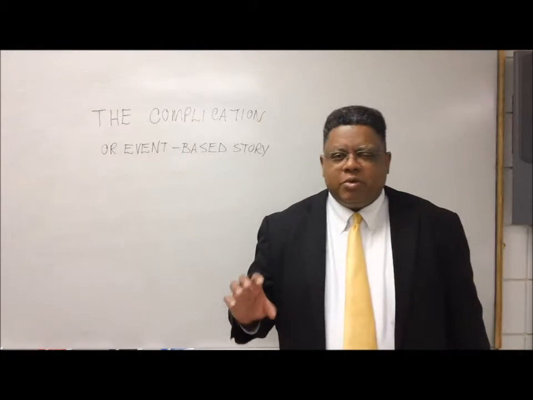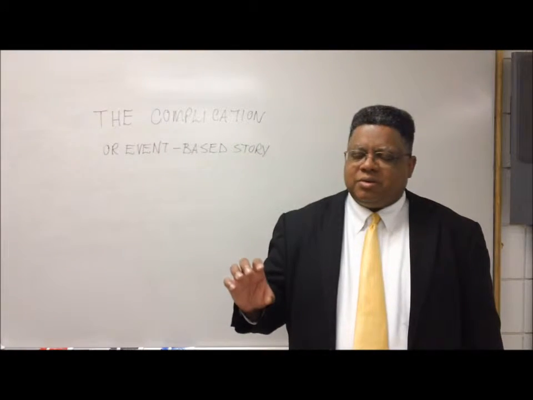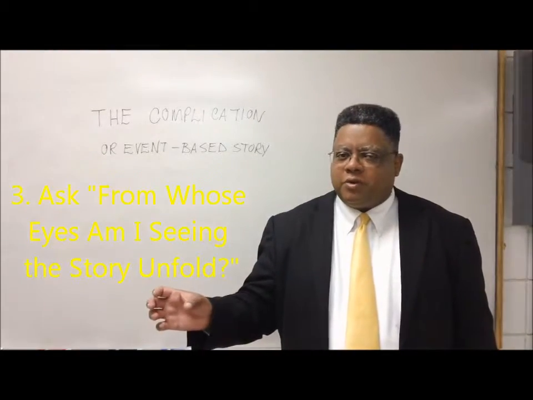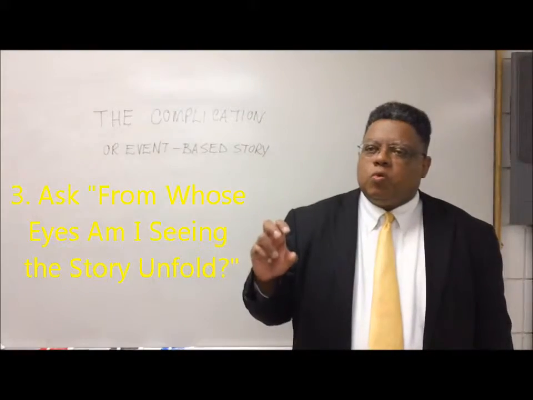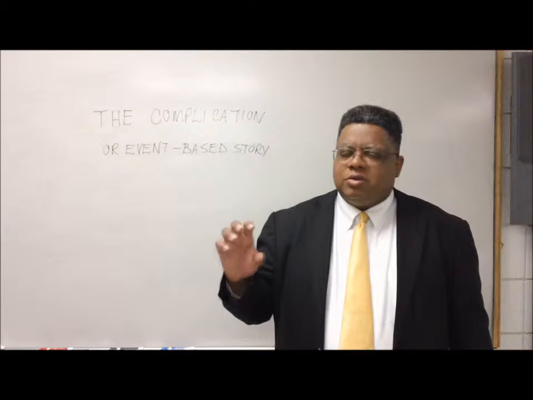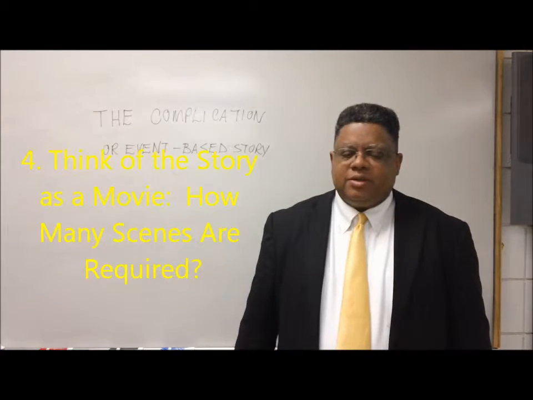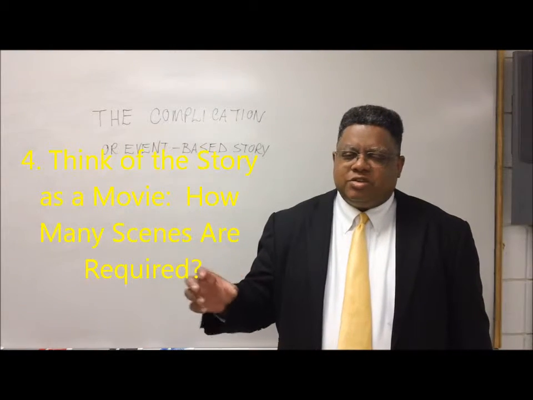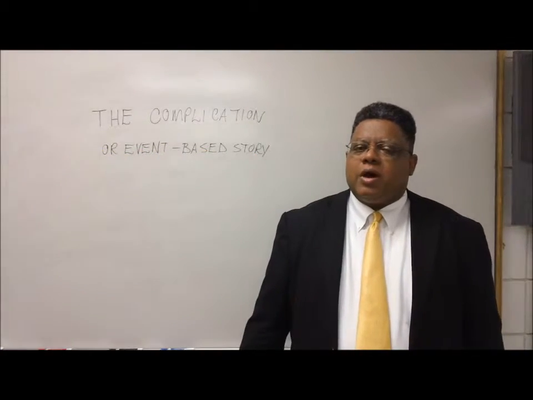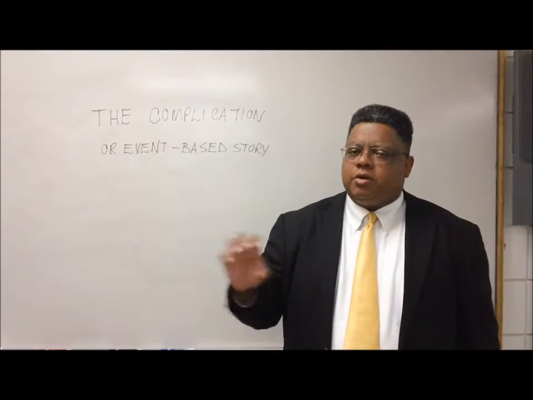If you have trouble noting the events, just ask yourself first, whose eyes are you seeing the events of the story unfold through? It'll give you an idea of what point of view is being used. And also, close your eyes and think of the story as a movie. Think of how many scenes there are in the story if it were a movie. If you were to make this story into a movie, how many scenes would it require? Usually the number of scenes gives you a good idea of how many events occur in the story.